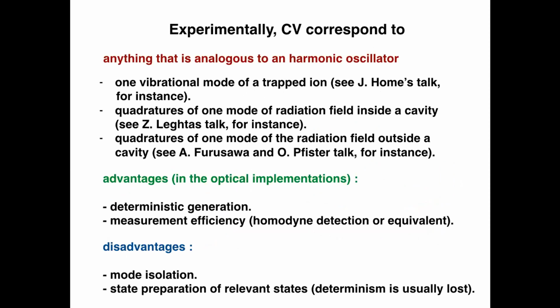Using this kind of quantum optical system, which are relatively intense fields in one mode, they display some advantages, as for instance, we can generate quantum states in a deterministic way. And you can also reach high measurement efficiencies using homodyne detection or something that's equivalent to that. But there are also some disadvantages, as mode isolation and preparing non-Gaussian states, because this involves some photon detection, photon extraction or addition. And by doing so, we lose one of the advantages, which is determinism.